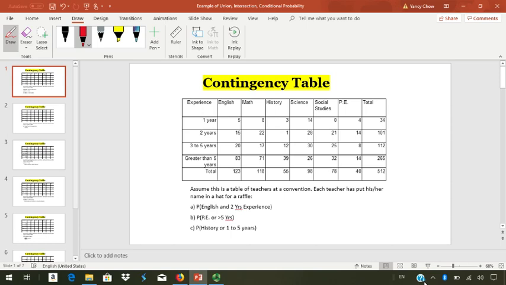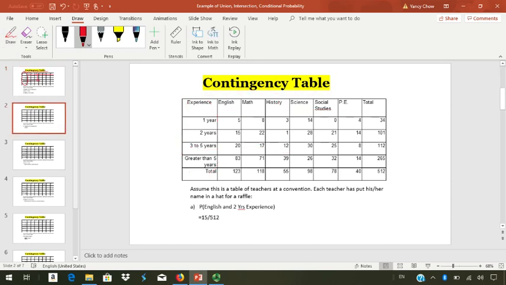Here is a table which we call a contingency table. In this table you can see all the cases. The rows are the number of years of teaching experience, and the columns are the subject the teachers teach. For example, here is a number 12. The 12 means the teacher teaches history, and also they have 3 to 5 years teaching experience.